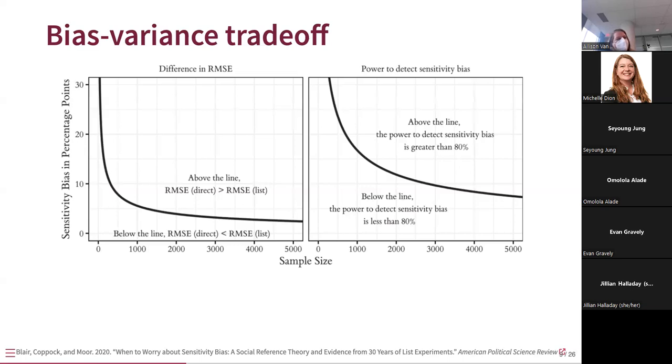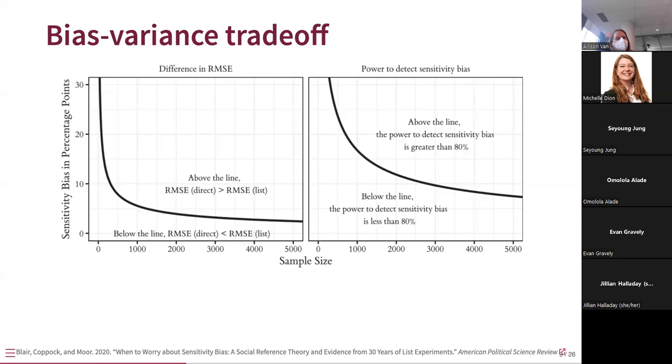If you have 1,000 participants in your survey, the gap needs to be at least 5% for you to even start thinking about doing a list experiment. That's about this trade-off between list experiments and direct questions. Right side panel is, let's think about list experiments alone.